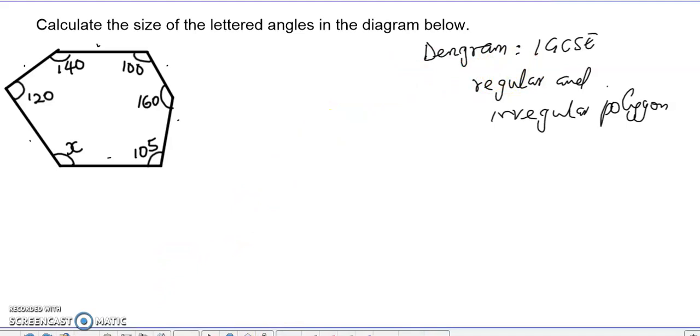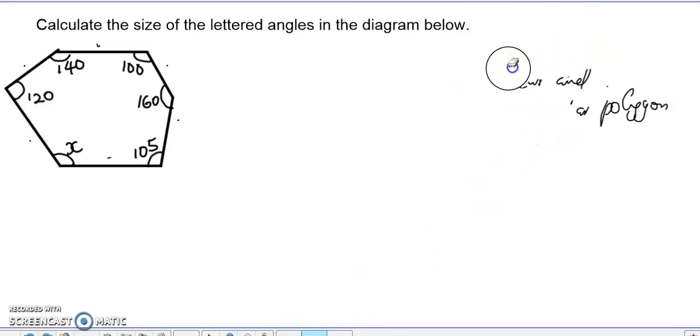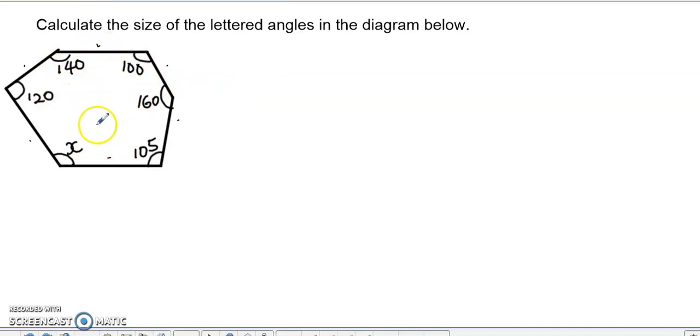Okay, now here we have to discuss the irregular polygon also. We are told to calculate the size of the lettered angles in the diagram below. So we are looking for our value of x. In this case the lengths are not the same, which means the angles are not the same, and this gives us an irregular polygon because the lengths and the angles are not the same.